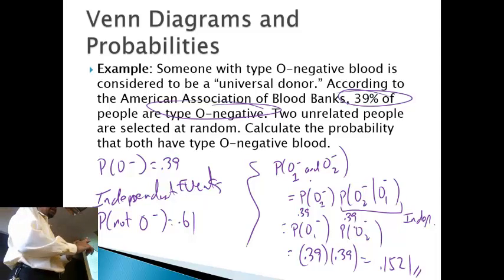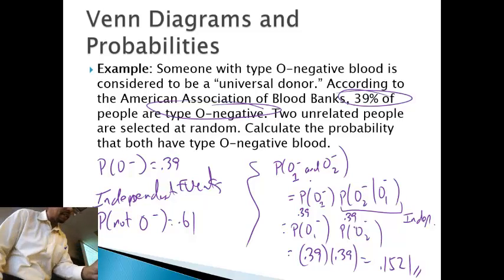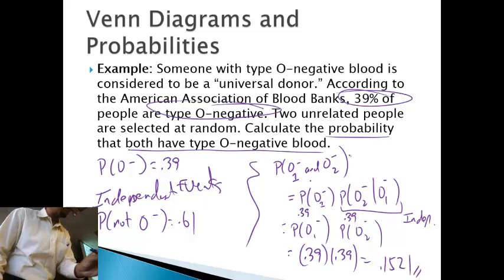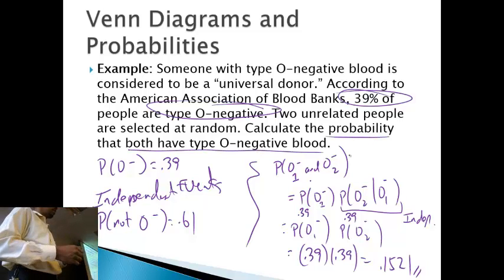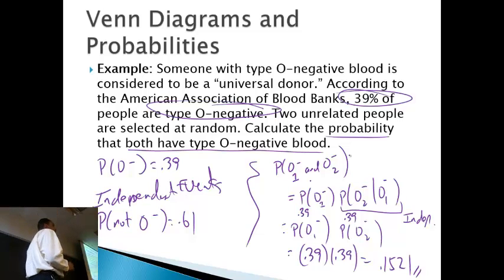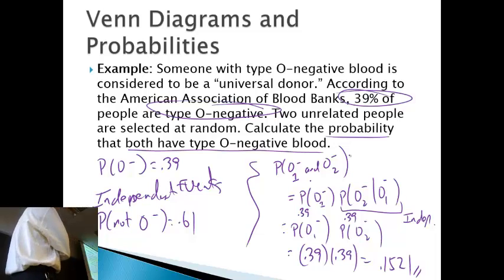The first person goes O negative, and the second person O negative, because it says here the probability that both have O negative type blood. What if those weren't independent variables, that we need to do something? Ooh, if they weren't independent, then we would need to know the probability of O2 negative given O1 negative. That would be in the problem. So you would have another piece of information.